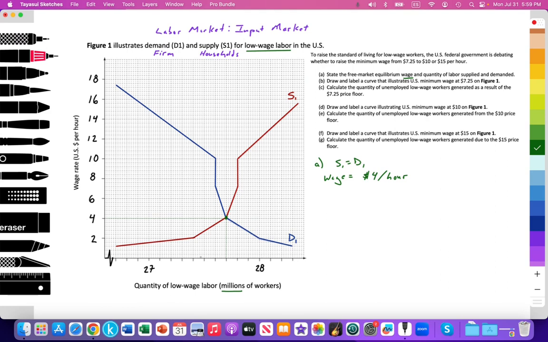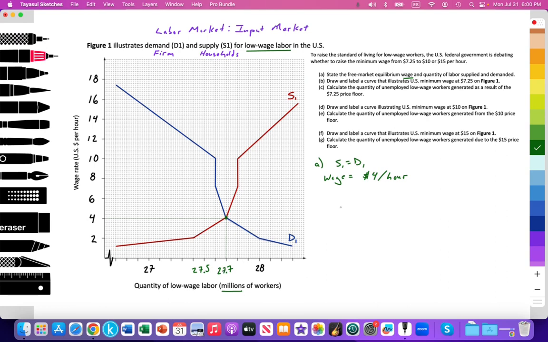1, 2, 3, 4, 5, 6, 7, 8, 9, 10. So we're going up by 0.1, 0.2, 0.3, 0.4, 0.5, 0.6, 0.7, etc., up till the next million. So 27.1, 0.2, 0.3, 0.4, 0.5. Here's 0.5, 0.6, 0.7. Here's 0.7. Actually, I should say 27.5 and then 27.7. And then we have 27.7 million workers over here.